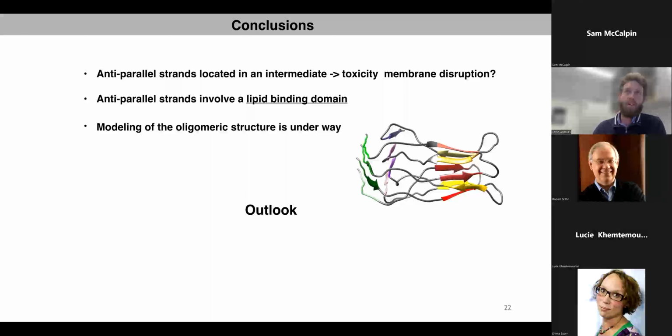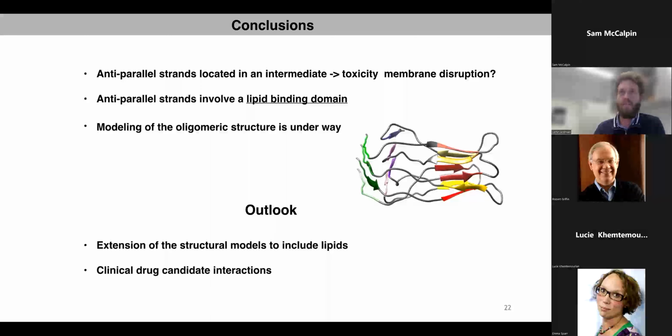Modeling of the oligomeric structure is something that we're continuing to do, and we're looking forward to extending the structural models to also include lipids and look at the stability of such structures. As Bob introduced at the beginning, we are also interested in interactions of a clinical drug candidate like ANLA138B with such oligomeric species, but I don't have anything to show you about that today for the oligomer.